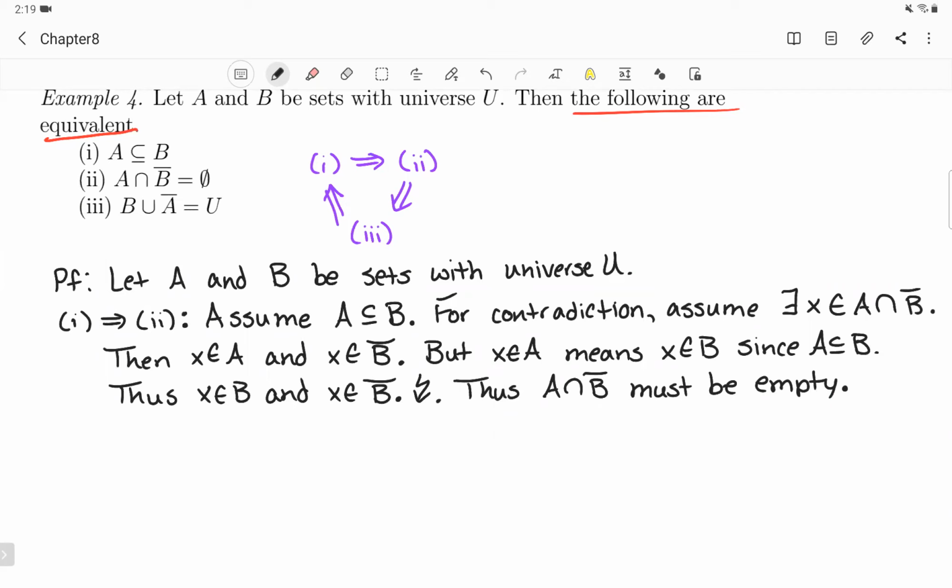Right? Because if something was in it, we get the impossible situation. So nothing can be in it. All right, that was our first one. Two more to go. 2 implies 3.